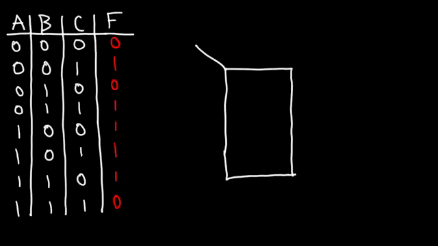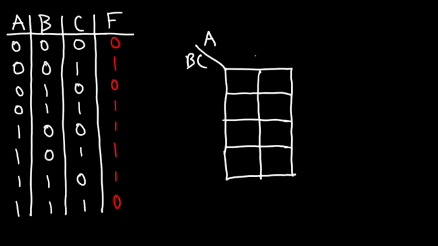So instead of having 2 rows and 4 columns, I'm going to have 2 columns and 4 rows. So I'm going to put one variable above the diagonal line, two variables below it. So A has two possibilities, 0 or 1. BC can be 0 0, 0 1, 1 1, or 1 0. So that's how you can draw a three-variable K-map with vertical orientation.